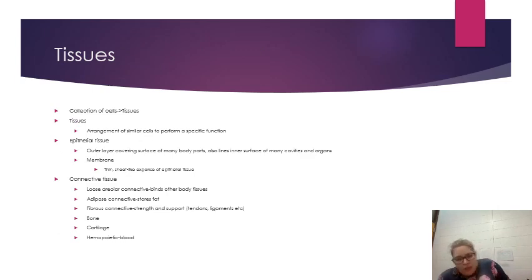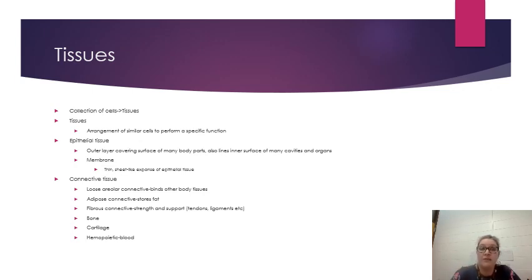Tissues. A collection of cells is going to be called a tissue. And tissues are going to be arranged, similar cells are going to be arranged to provide specific functions for specific types of tissues. So we have various different types of tissues. First of all, we have epithelial tissue, which is the outer layer covering the surface of many body parts. It also lines the surface of many cavities and many organs, and we'll get to those distinctions here in a minute. They also form membranes, which are thin little sheet-like expanses of epithelial tissue.